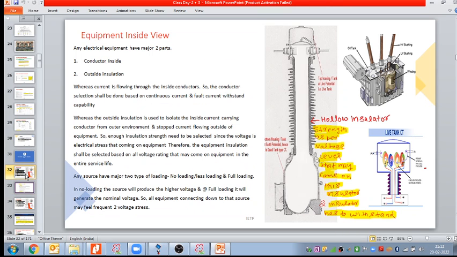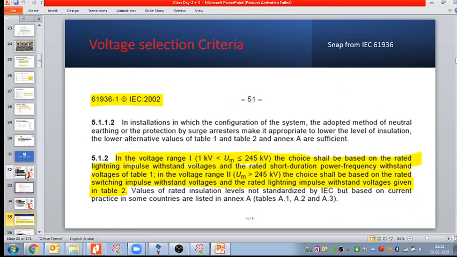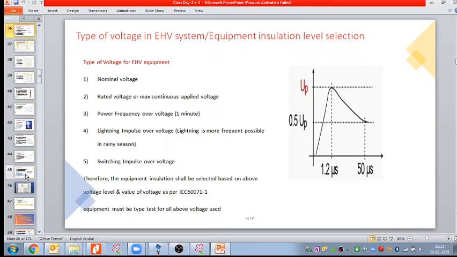Here we have taken that equipment has two components, the conductor and the insulation. This is the range of voltage that exists across the world, right? In the equipment view, we studied that any equipment must satisfy these requirements: nominal voltage, rated voltage or maximum continuous applied voltage, power frequency voltage, lightning and switching. So equipment insulation selection should be done based on these 5 voltage values.